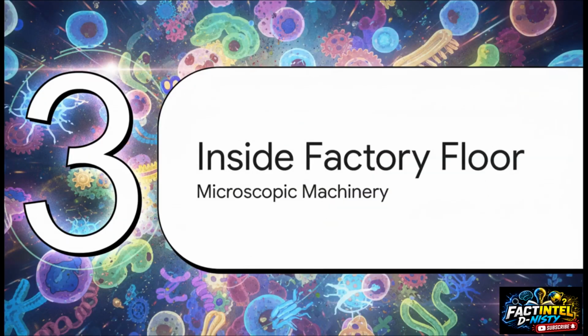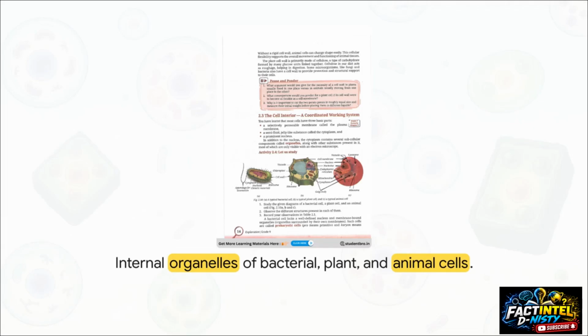All right, Part 3, the microscopic factory floor. If you peel back that outer membrane of a typical bacterial, plant, or animal cell, you find a semi-fluid, jelly-like substance called the cytoplasm. And suspended right there in the jelly is a whole suite of specialized little organs. We call them organelles. Each one is tasked with a highly specific, crucial job to keep the whole operation running.